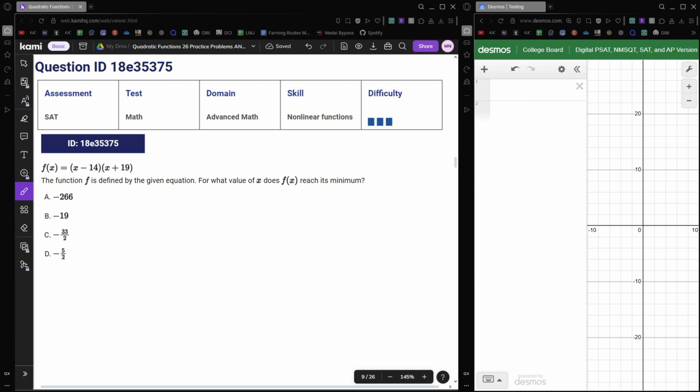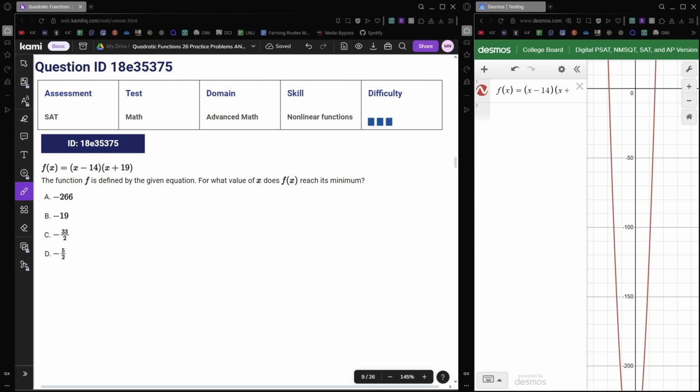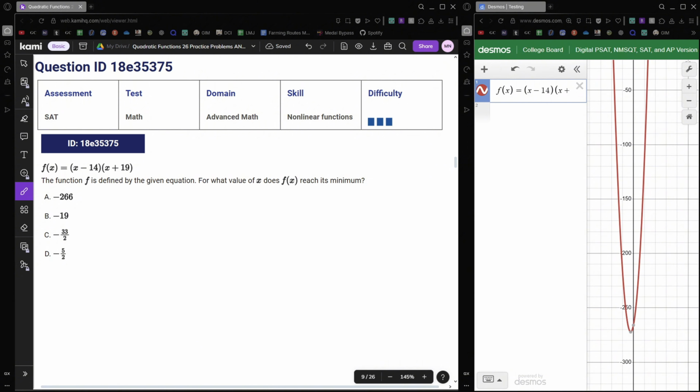Question number 9. The function f is defined by the given equation. For what value of x does f of x reach its minimum? Let's go ahead and put this function into Desmos. Alright, here is f of x and our parabola. Now they're asking us for the value of x. So here at our minimum, the value of x is negative 2.5. And they want our answer to be in fraction form, so what you can do is just type in negative 2.5, and then to the blue blocks on the left, click that fraction, and you get that the fraction form would be negative 5 over 2. That means our answer will be D.